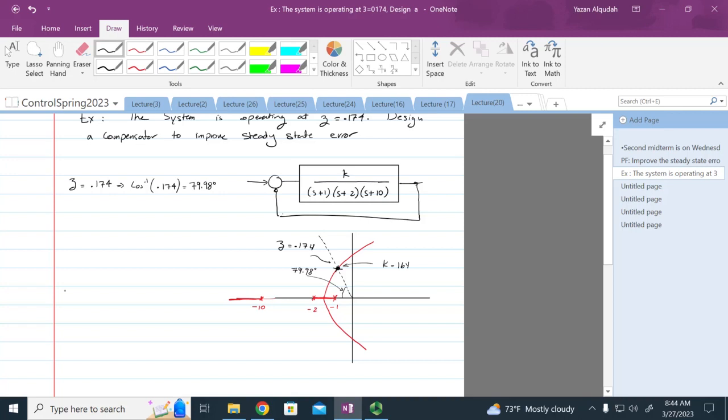Can anybody tell me, when we measured the angles for the root locus, we used to measure the angles like this. Why am I measuring the angle like this?